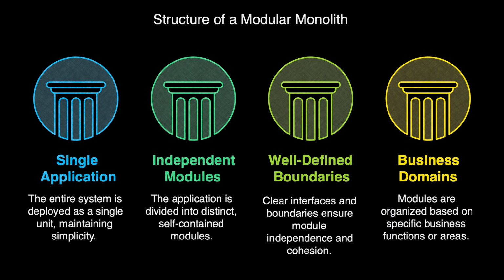So, what exactly is a modular monolith? At its core, a modular monolith is a single application deployed as one unit, just like a traditional monolith. However, the key difference lies in its internal structure. Instead of a tangled web of code, a modular monolith is organized into independent modules or components with well-defined boundaries. These modules group together related functionalities based on business domains.